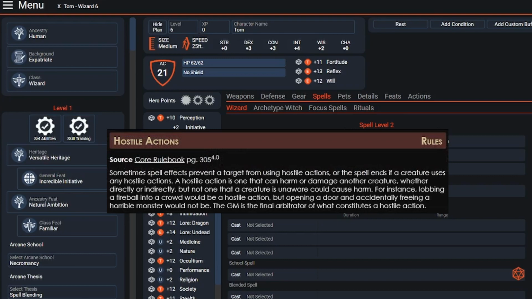It also makes 2 examples. If you lob a fireball in a crowd, that's a hostile action. If you open a door and accidentally free a terrible monster, that's not a hostile action. And most importantly, of course, the GM, as always, is the final arbiter on what is or isn't a hostile action. So clearly, if I cast a summon spell, I'm not summoning it for shits and giggles. I'm summoning it to harm other creatures. So that should be a hostile action.